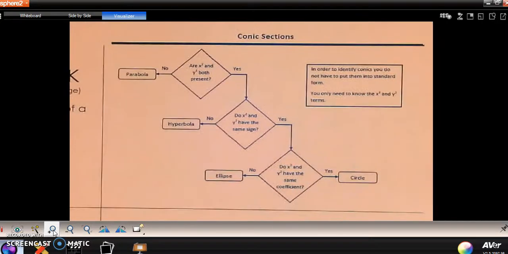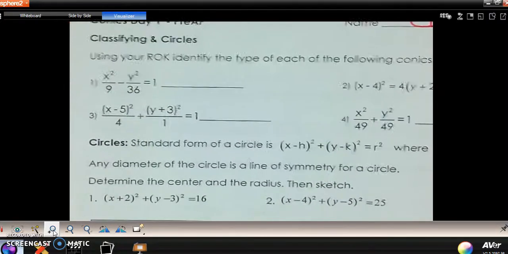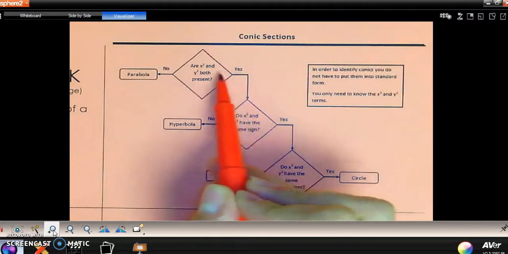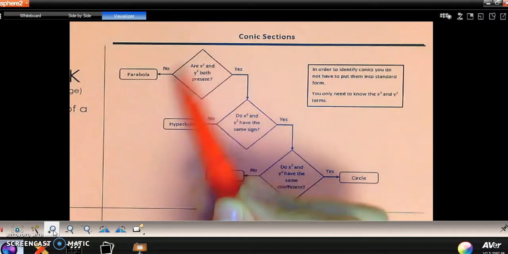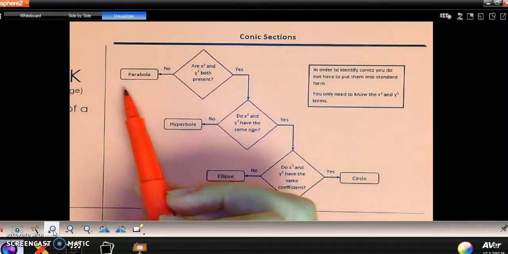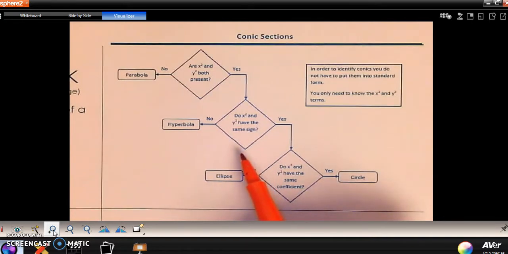What we're trying to do is answer the questions from your notes: given something that looks like this, what type of conic is it? So the first thing you want to do is ask yourself, are there two squared terms? If the answer is yes, then you go on and ask the next question. If there's not two squared terms, meaning there's only one squared term, then you know that it's a parabola. The next question is, do x squared and y squared have the same sign? Are they both positive, or both negative? Do they have the same sign?